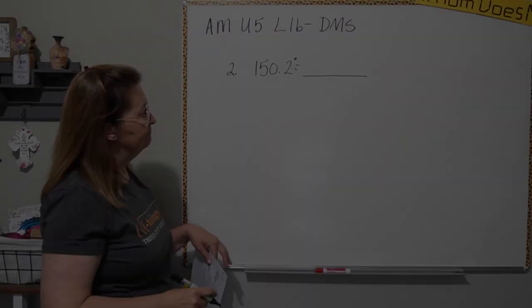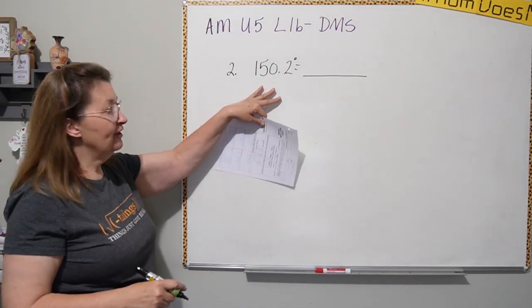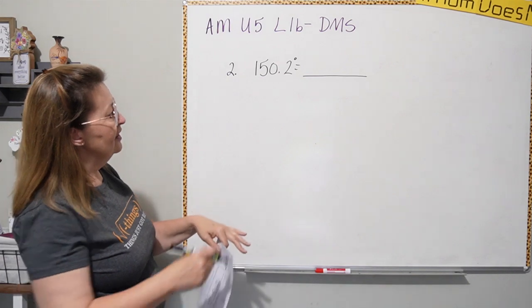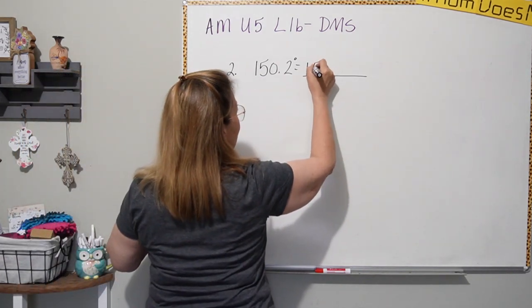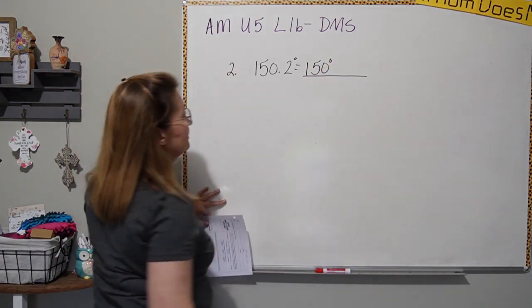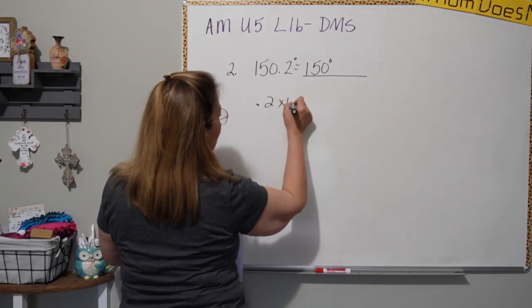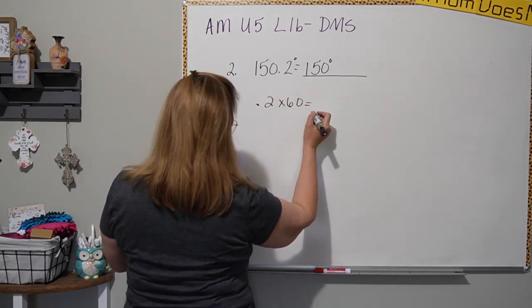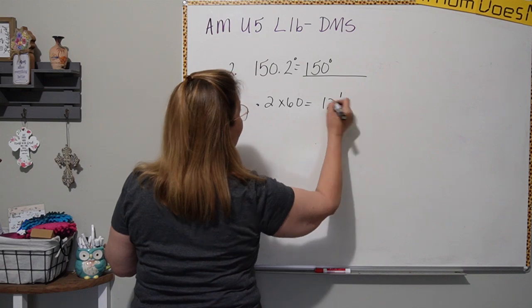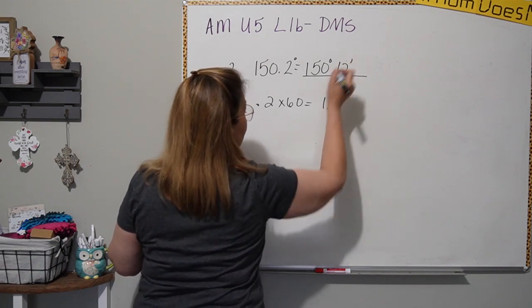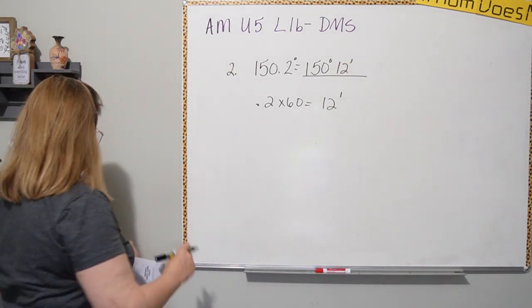Okay, for number 2, we have 150.2 degrees. So the 150 degrees is going to stay like it is. Now all I'm going to do is take the 0.2 and multiply that times 60, and that is going to get me 12 minutes with no left over. So that's where I stop.